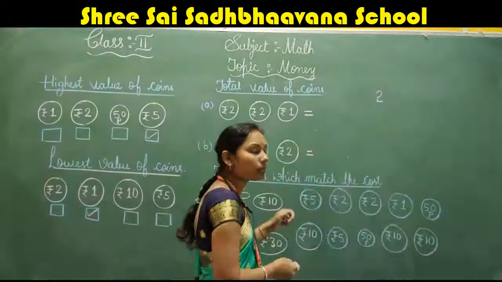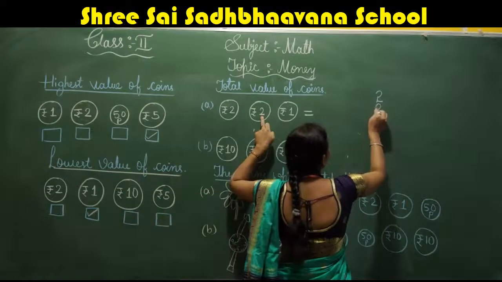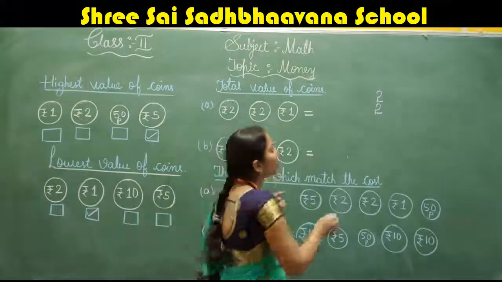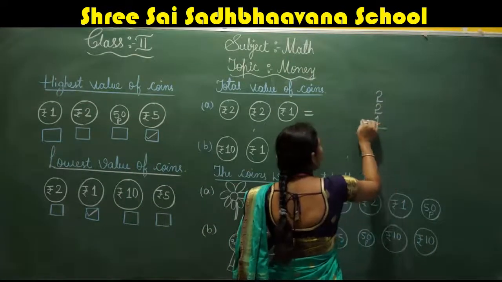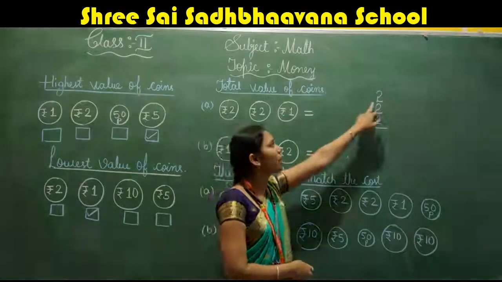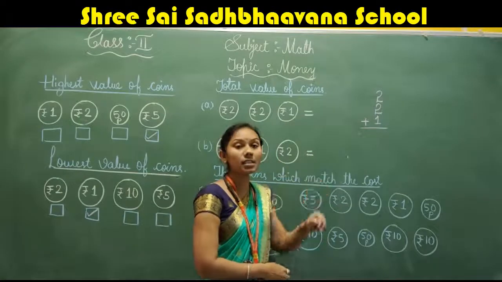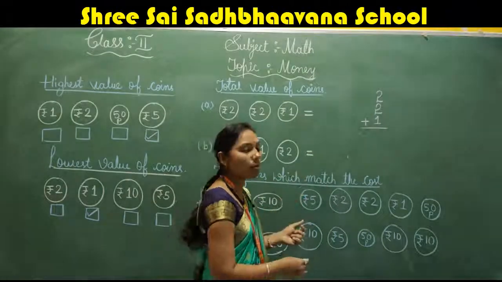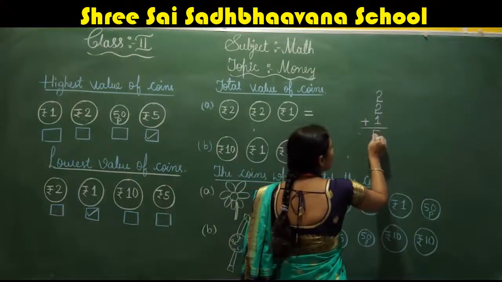2 rupee coin. Again one more 2 rupee coin. Okay, next we are having 1 rupee coin. So let us add these 3 coins. 2 plus 2 is 4, 4 plus 1 is 5. So the total amount we are having with us is 5 rupees.